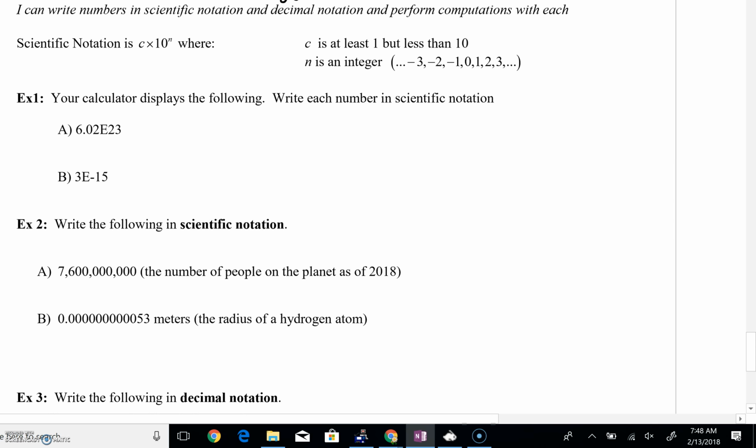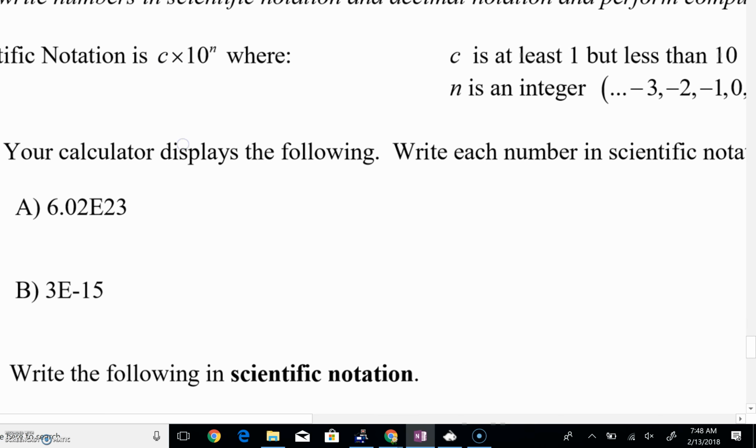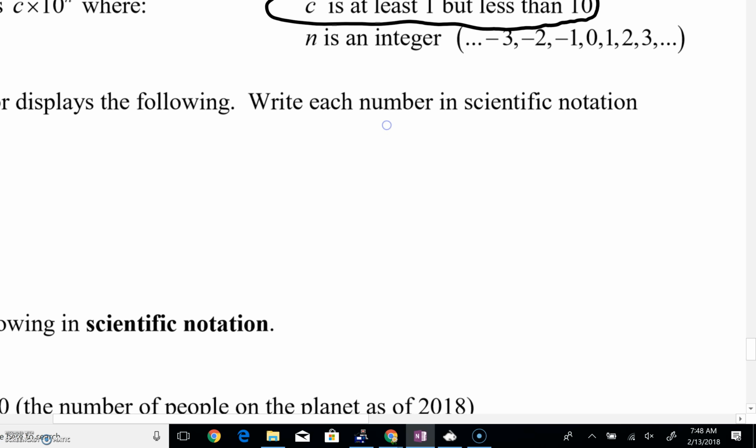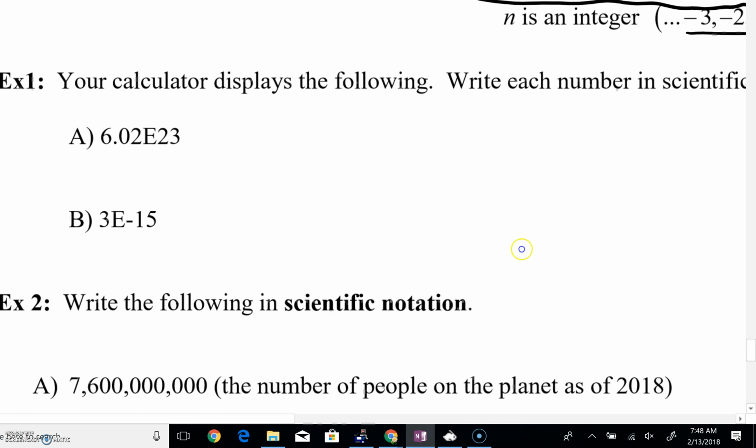What does scientific notation look like? Well, you're going to have some number. That number is at least 1, but less than 10. You can have decimals. It could be something like 2.51. Could also be something negative. But you'll have some number between 1 and 10, at least 1, but smaller than 10, multiplied by 10 to a power. That n is always an integer, like -3, -2, -1, and so forth.